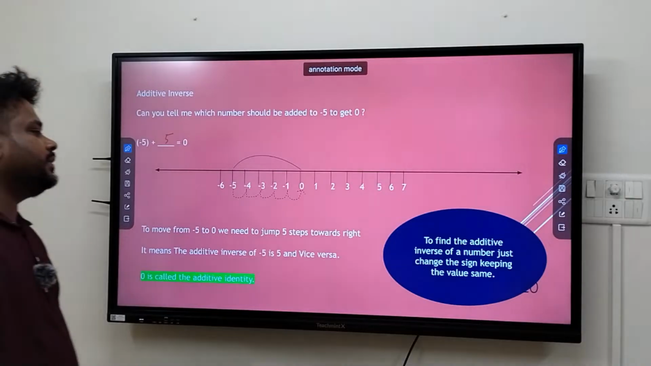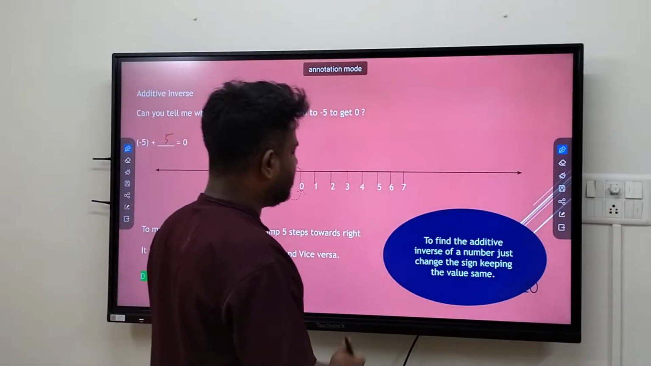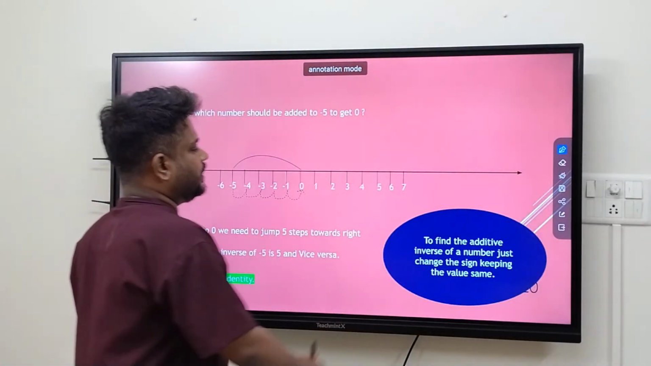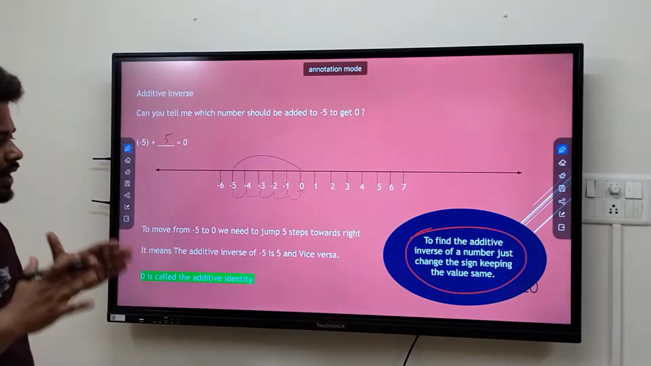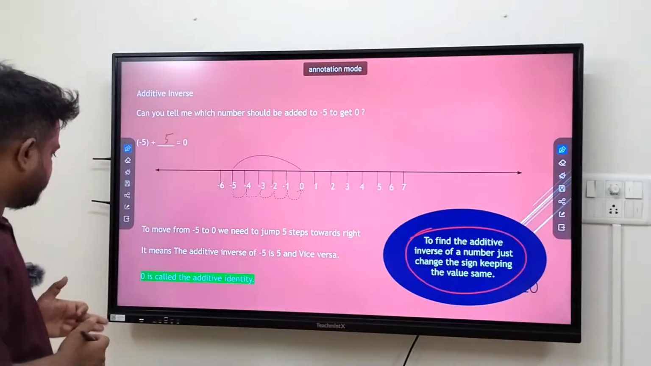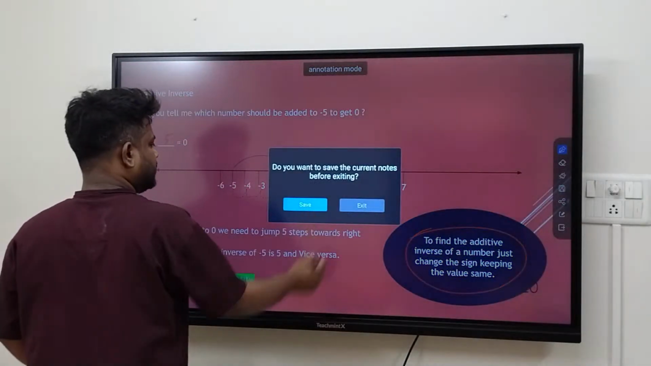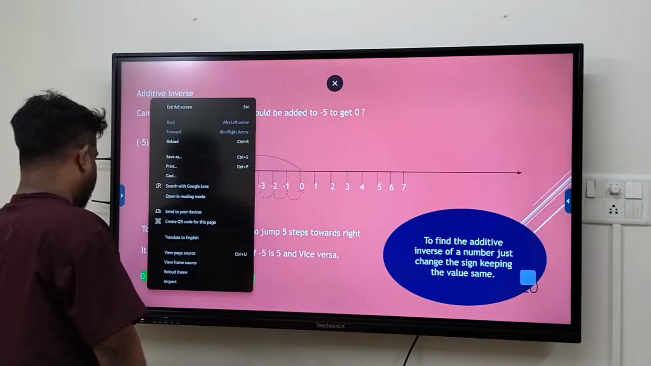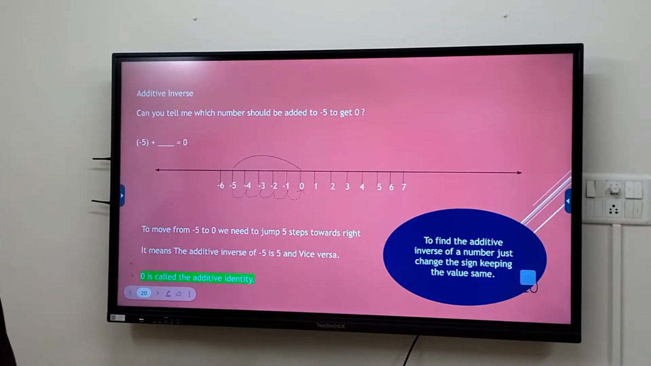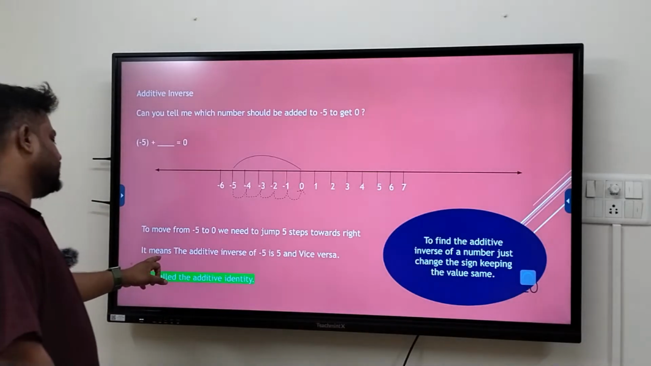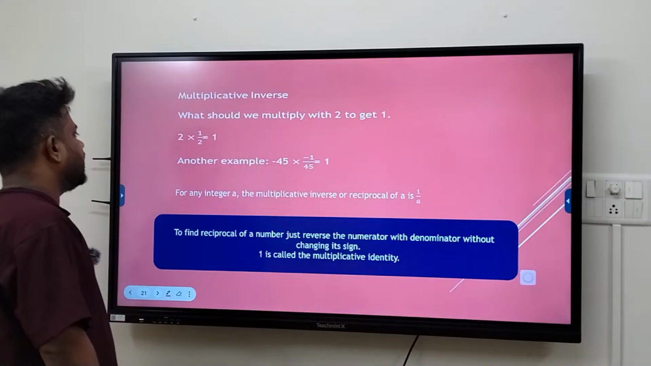To find the additive inverse of a number, just change the sign, keeping the value the same. This one is a good point. Try to remember it. Okay. Next one. And 0 is called the additive identity. Okay. Last slide we discussed the additive inverse. Now this is the additive identity.